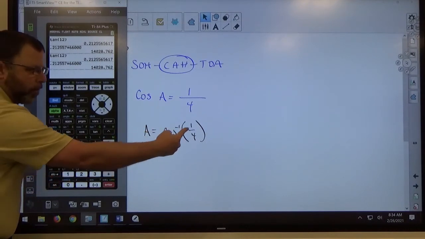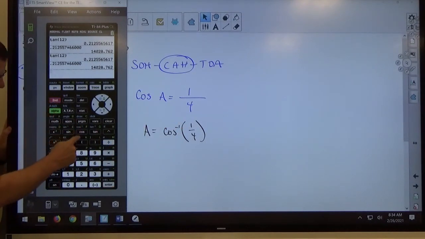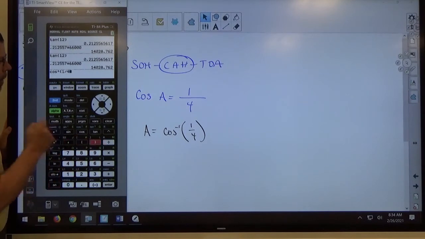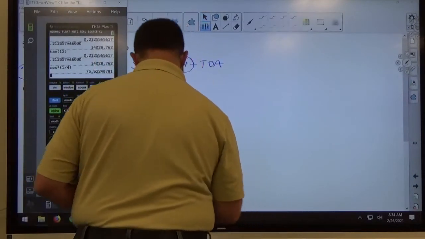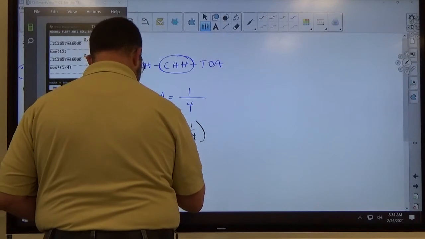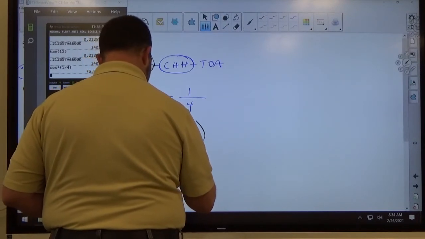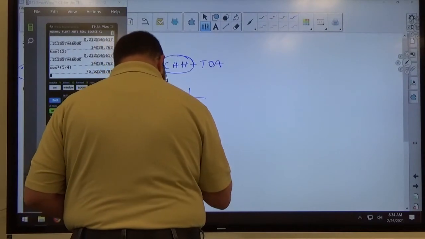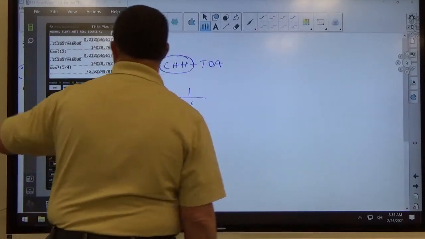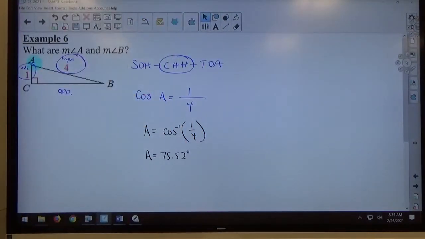So I want to do the inverse cosine of 1/4, second cosine 1/4, and my calculator spits out the angle measure that makes that happen. In this case, 75.52 degrees. A couple decimal places is fine with me.